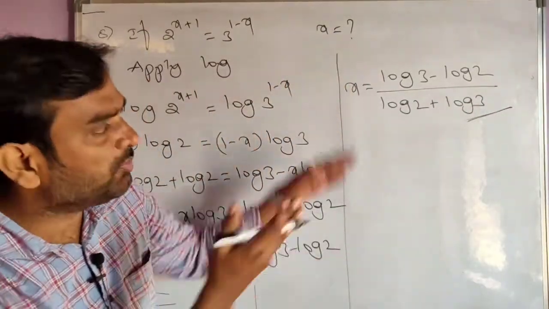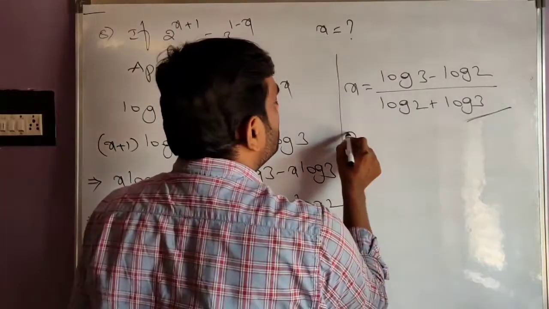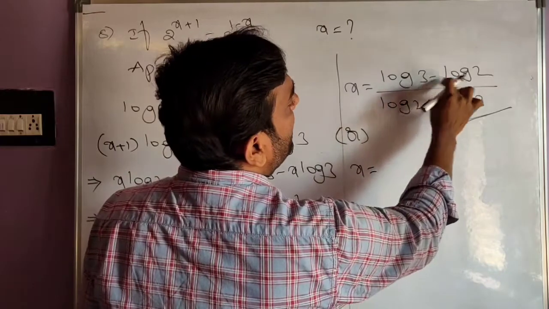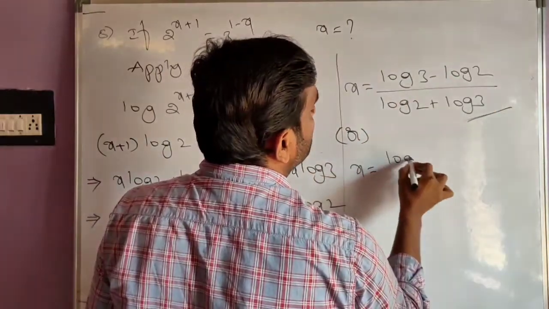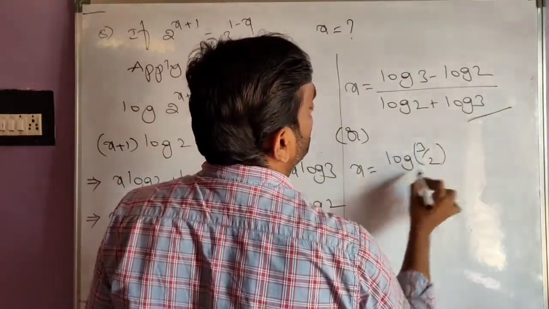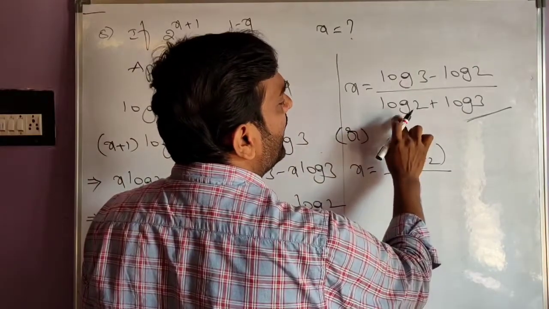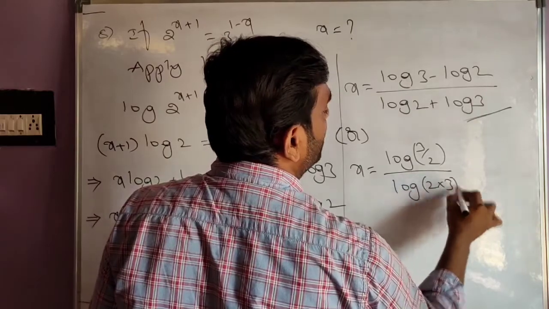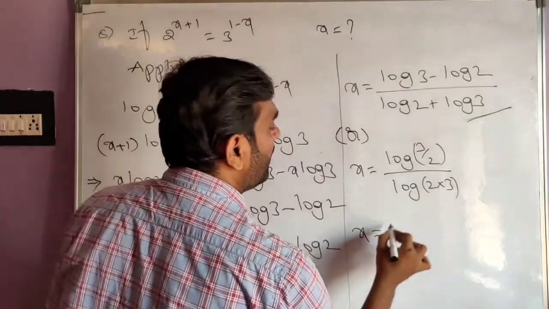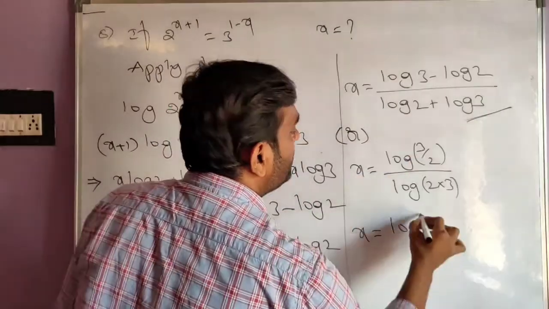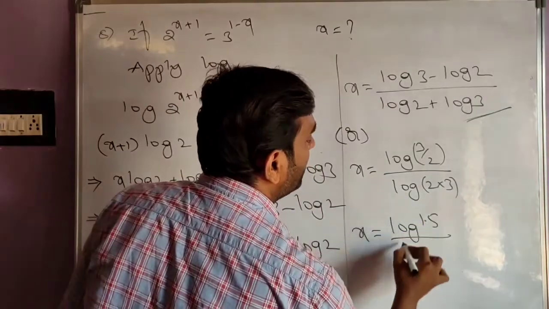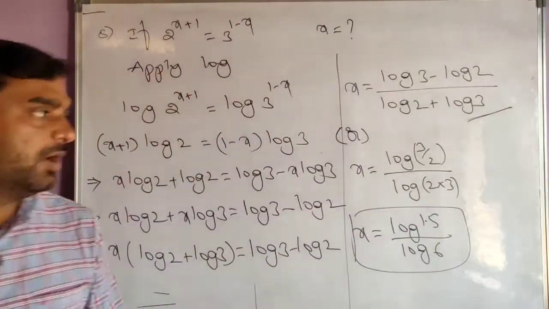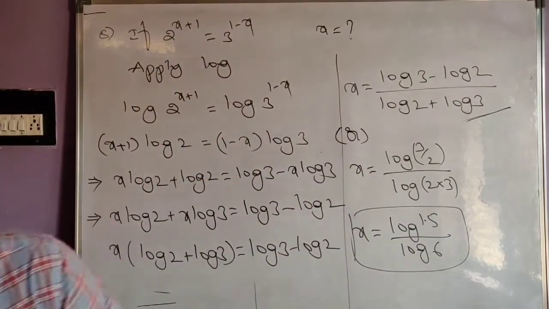Okay, that is enough. If you want to simplify, you can do it like this. Log a minus log b is log a by b, and log a plus log b is log a into b, that is 2 into 3. So you can write log 3 by 2, which is 1.5, by log 6.